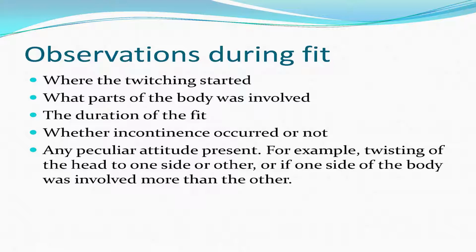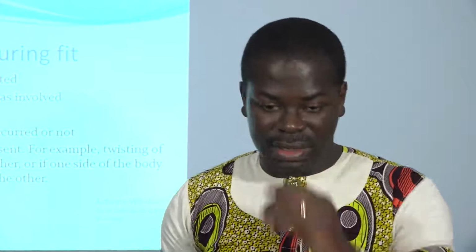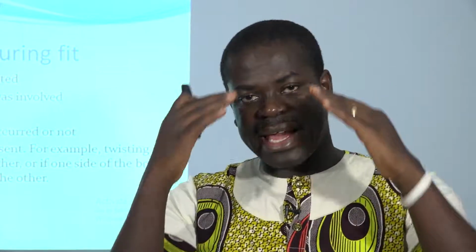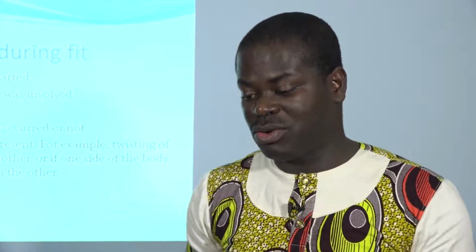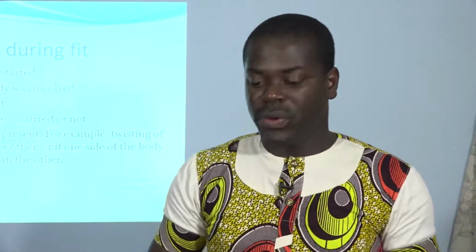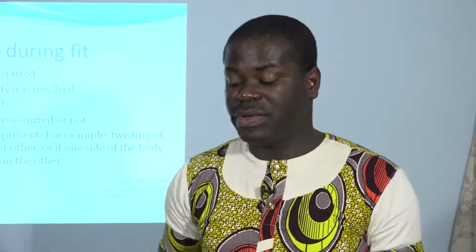For example, twisting of the head to one side or another, so that one side of the body was involved more than the other. You have to take note of all of that. If the head was involved more than the legs, or the legs more than the head, or the upper extremities more than the lower, or the lower more than the upper, whichever way, you need to give a vivid observation on that.